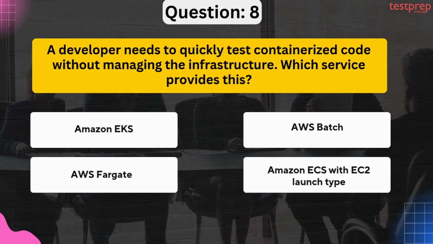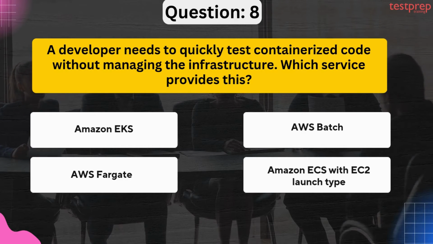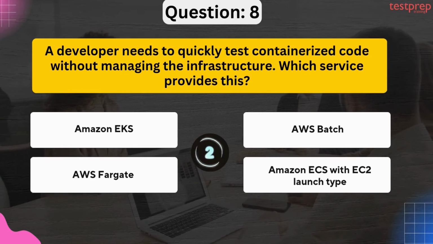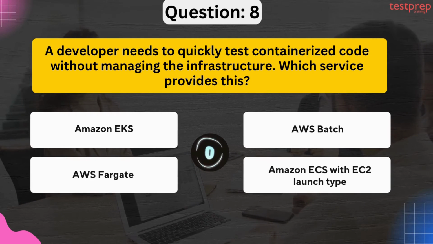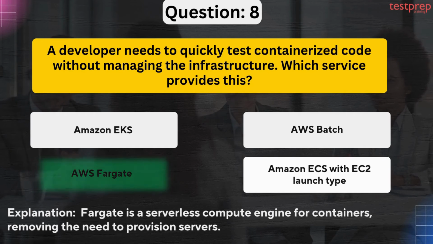Question 8. A developer needs to quickly test containerized code without managing the infrastructure. Which service provides this? The correct answer is AWS Fargate. Fargate is a serverless compute engine for containers, removing the need to provision servers.